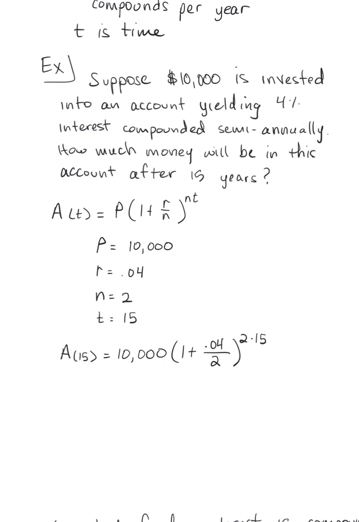Now definitely at this point, this becomes a calculator problem. This is not something that's going to be calculated by hand. Unless you're very confident with using parentheses and exponents on your scientific calculator, I'd recommend you break this down into a couple of chunks. Figure out what this base is first: 1 plus 0.04 divided by 2. That's a number that's just slightly bigger than 1. Then take that base, raise it to the 30th power, and then multiply that by 10,000.